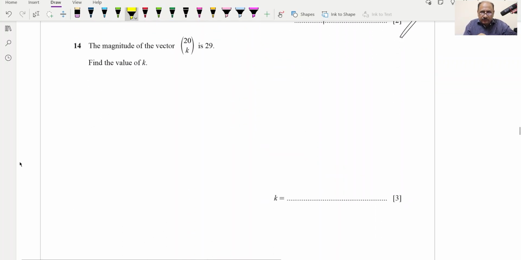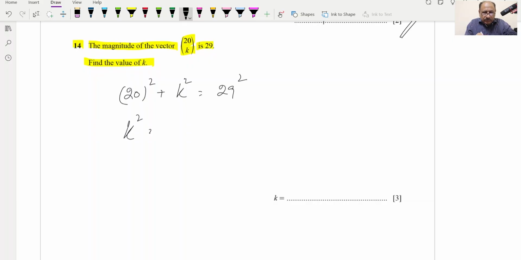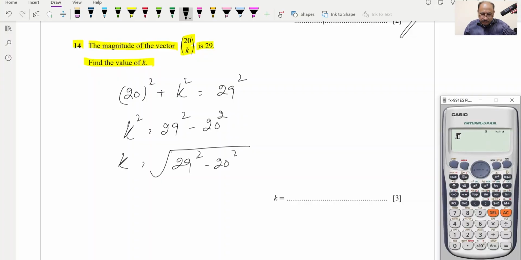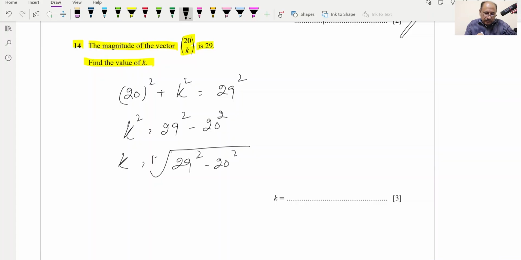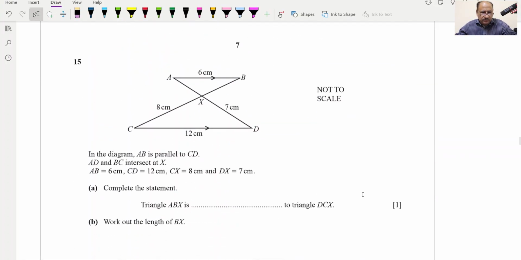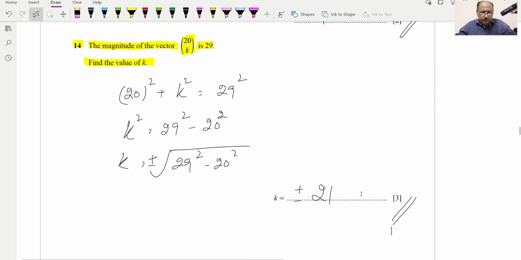Now question number 14. Question 14 says the magnitude of the vector is 29. Find the value of k. So how are we calculating magnitude? We are calculating 20 squared plus k squared, x value squared plus y value squared is equal to magnitude squared, 29 squared. So k squared will be equal to 29 squared minus 20 squared, and k will be equal to the square root of 29 squared minus 20 squared, calculated with the calculator. 29 squared minus 20 squared is equal to 21. So this can be written as plus minus because we are taking a root. So plus minus 21, a 3 marks question. This is done.